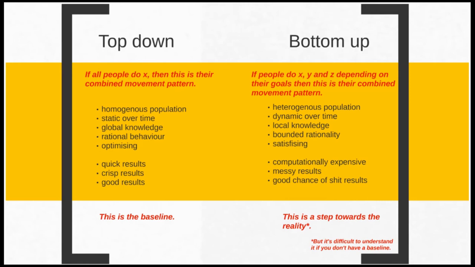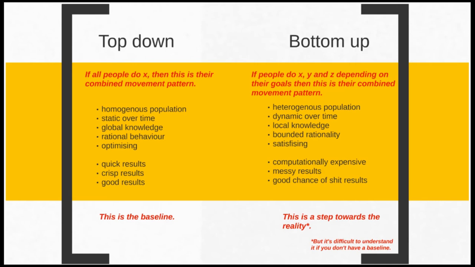And as we're modeling it, we are kind of assuming that all people that were in the city and were moving had global knowledge, and were behaving in a rational manner, and that they were optimizing. So we're kind of running this idea, how would the world look if it was an ideal world? And this is really, really useful in the sense that you get pretty quick results, and they're pretty crisp, and there's not much problem with analyzing them. It is actually very easy to interpret what you get. But this is a really good baseline.